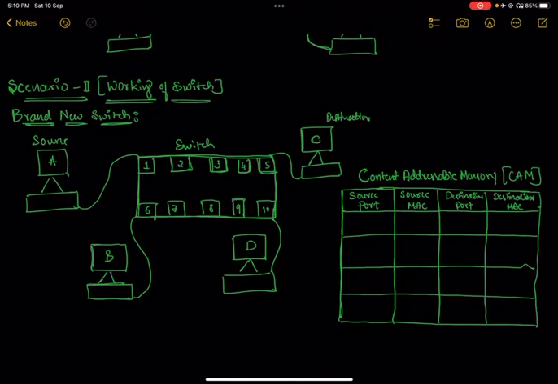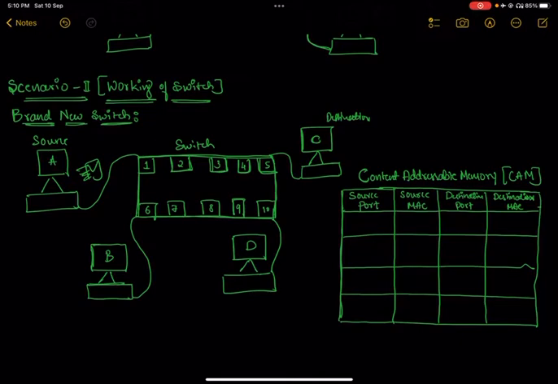So let's assume that this is a brand new switch. There is no configuration data. Everything is flushed out. It's new, and we have a source and destination marked. Let's take the same scenario: A wants to send a packet to C, which is our destination here.